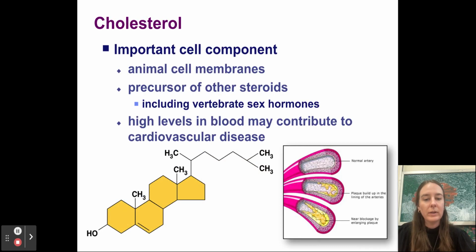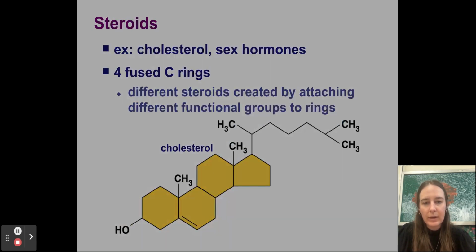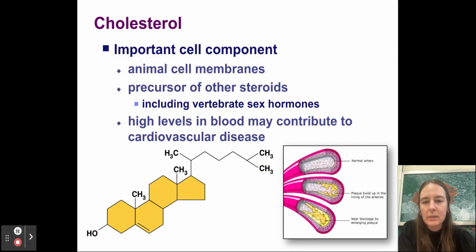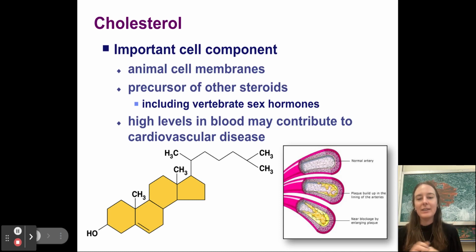So for example, one type of steroid is cholesterol. Cholesterol is found in animal cell membranes. So if you look back here, the cell membrane actually has cholesterol embedded in it. We'll see another picture of that in a moment. It's also called the precursor of other steroids. So this is kind of like the basic building block of other steroids, like sex hormones. We'll talk about estrogen. We'll talk about some more sex hormones as well, testosterone, and how those are built from cholesterol. Cholesterol is kind of like the OG sex hormone before the sex hormones are created. We'll talk about that in a second.